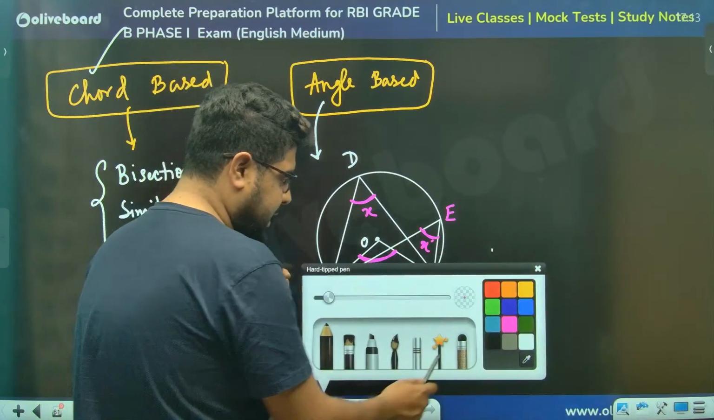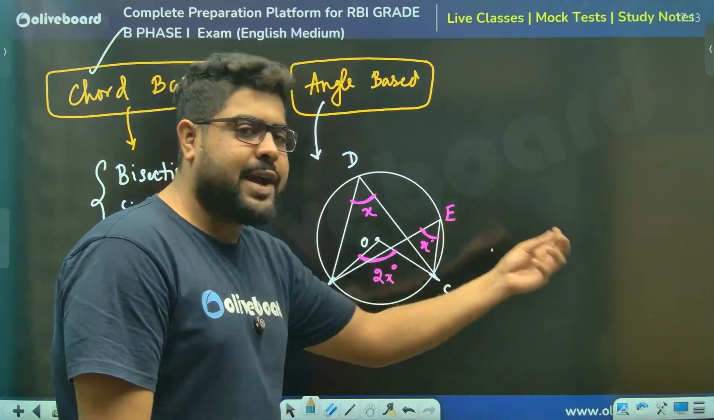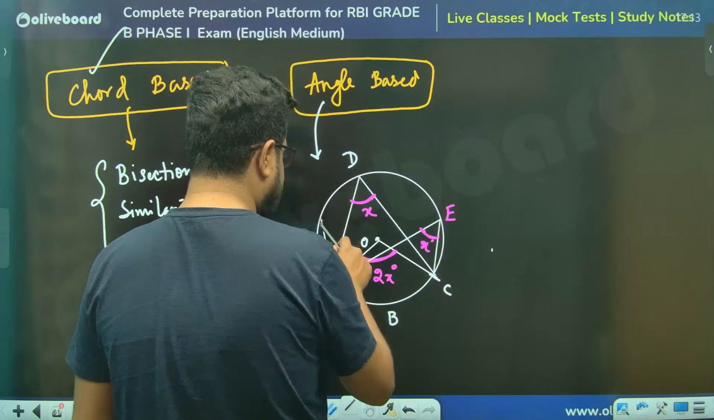Now you see, automatically from here we can draw up a corollary. What corollary? First things first, let's make another angle. So let's say here.